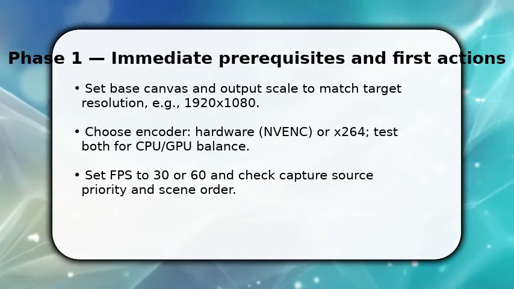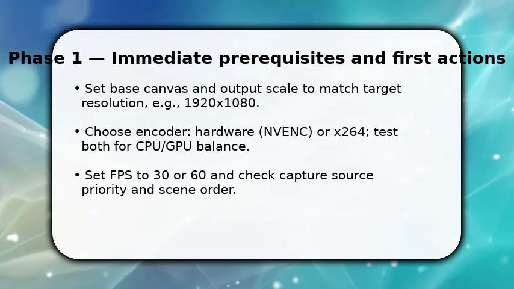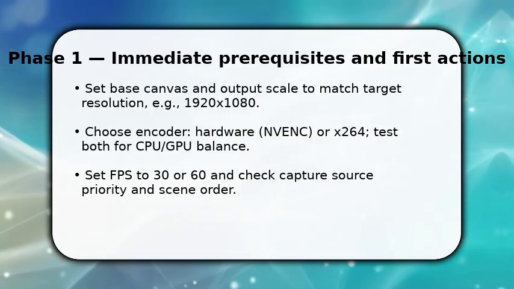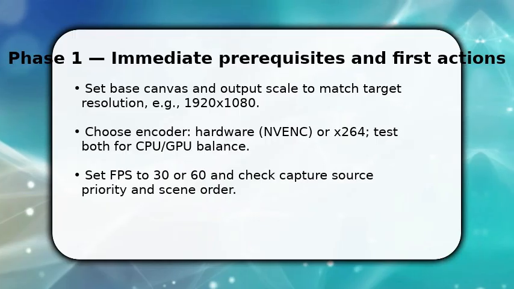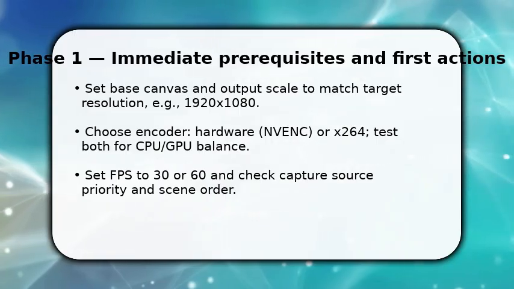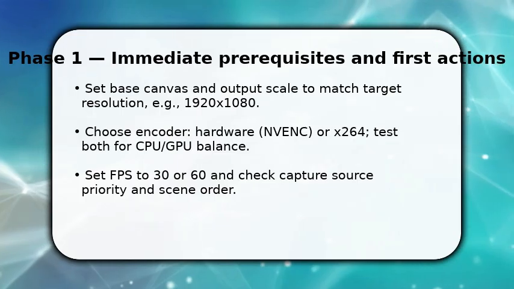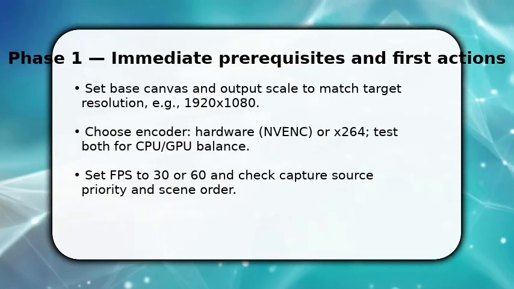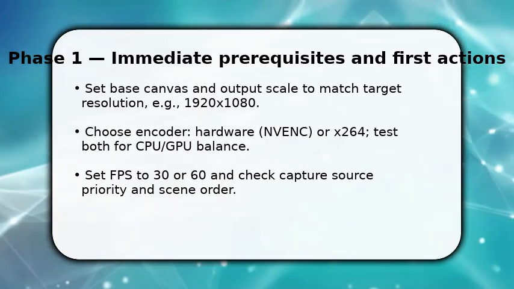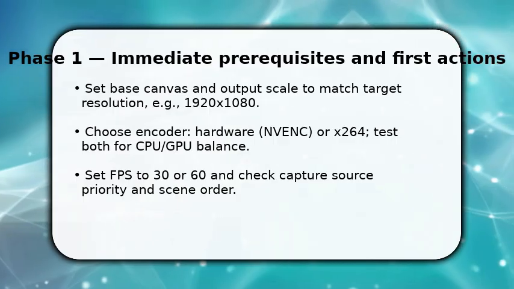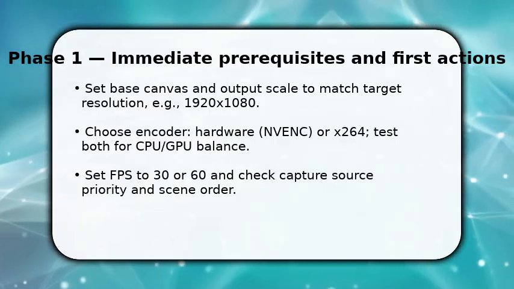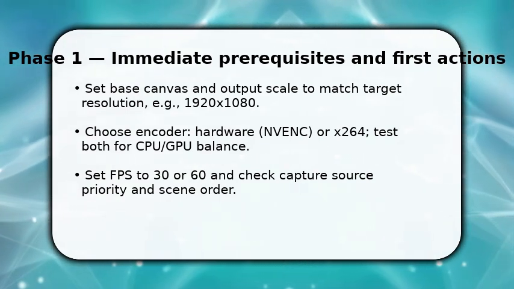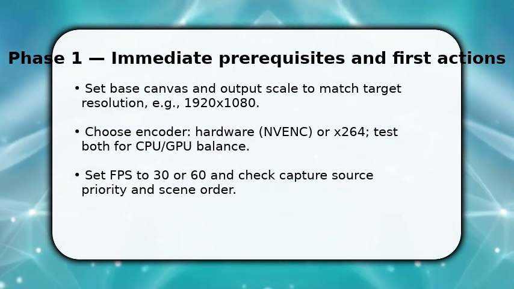You begin by locking down the essentials: resolution, encoder, and frame rate. Open OBS and set base canvas and output scale to your target, for example 1920x1080. Choose an encoder next. NVENC if you have a modern GPU, x264 if CPU headroom exists. Set FPS to 30 or 60 based on content. Once done, inspect scene order and capture source priority so overlays and game/window capture don't conflict. These first actions prevent most downstream quality problems.